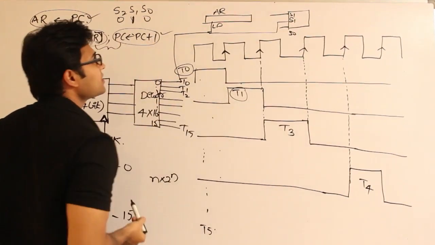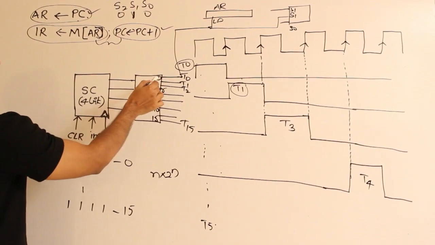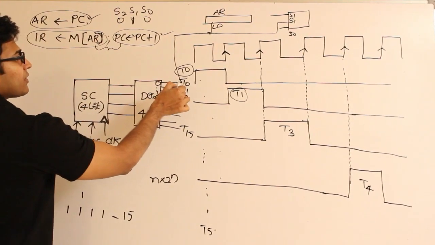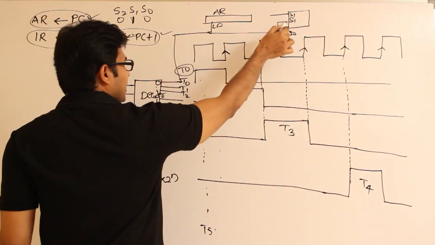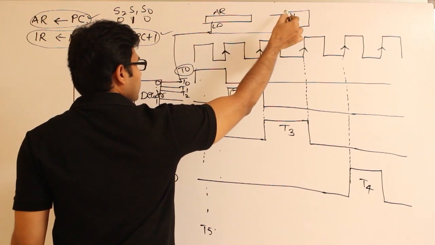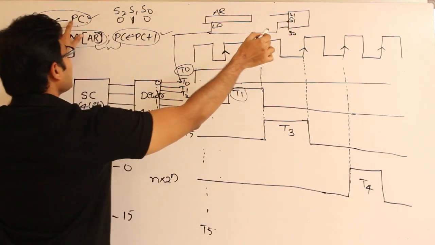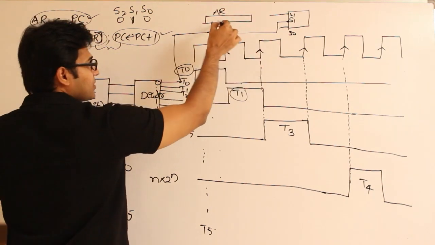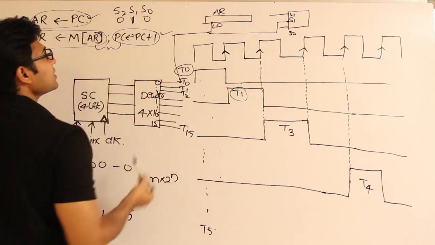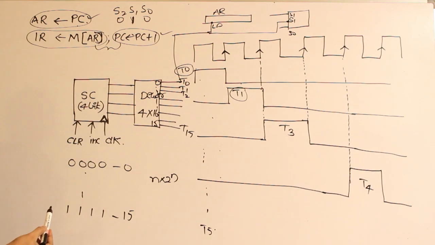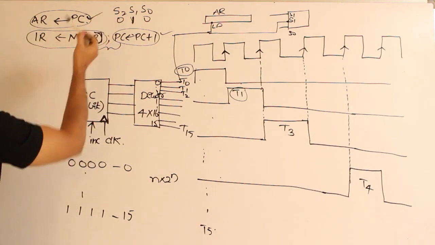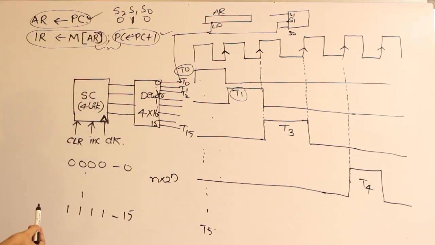Therefore by having this, what happens is, whenever it is T0, then we go and select the S1 onto the bus. Therefore PC will come onto the bus. At the same time that will enter the AR, address register. So using this, the contents of program counter will be loaded into AR.